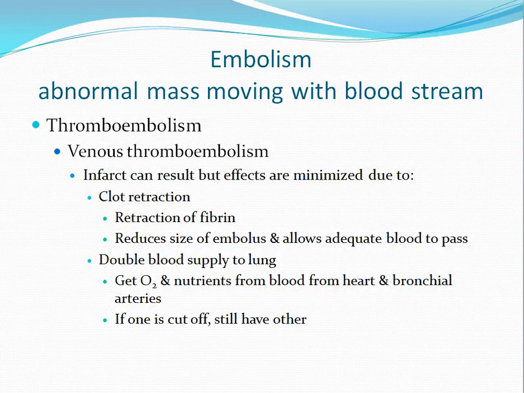An infarction with a venous thromboembolism can result, but its effects are usually minimized. This is due to clot retraction. This refers to the retraction of fibrin. This will reduce the size of the embolus and allow adequate blood to pass. It is also minimized due to the double blood supply to the lung. It gets oxygen and nutrients from blood from the heart and the bronchial arteries. So if one becomes cut off, it will still have another.